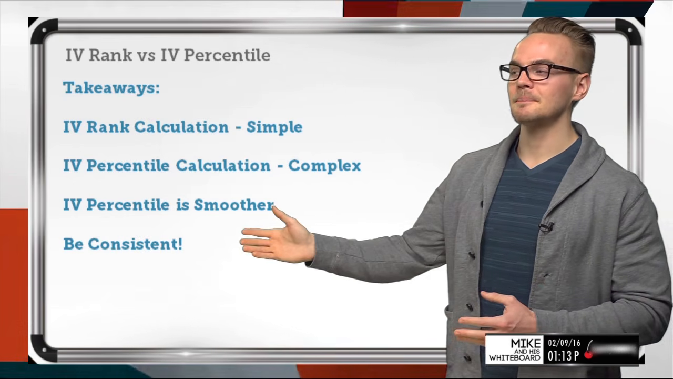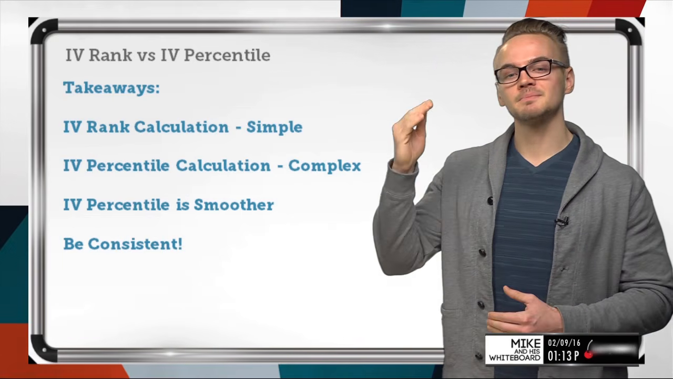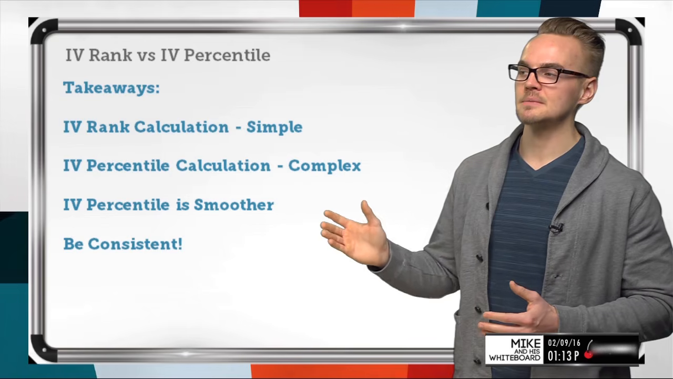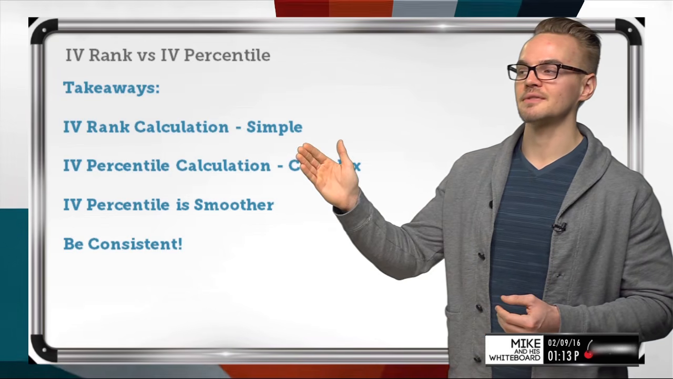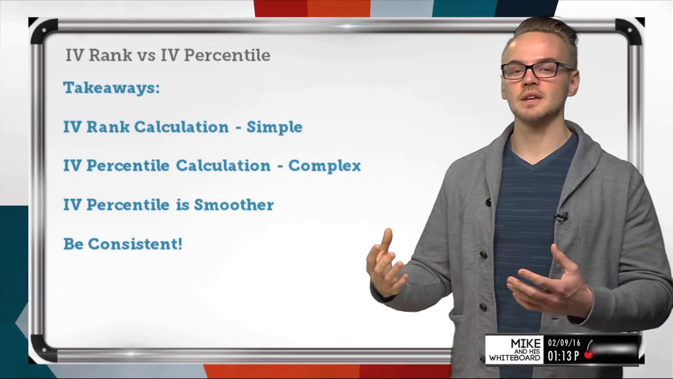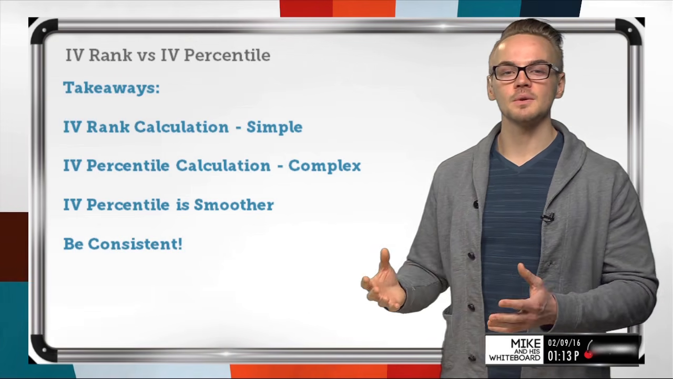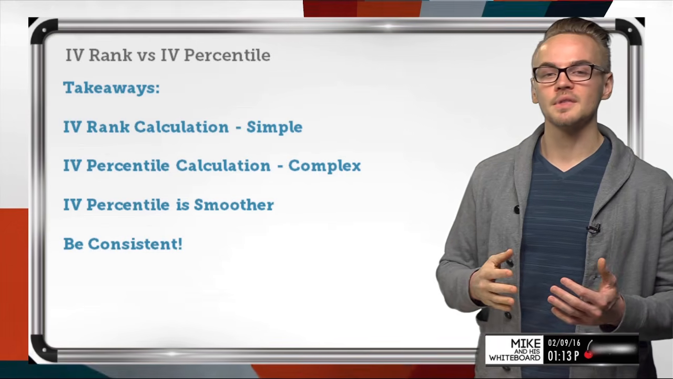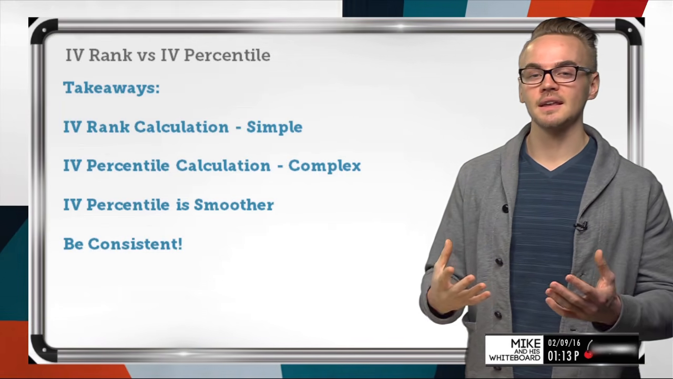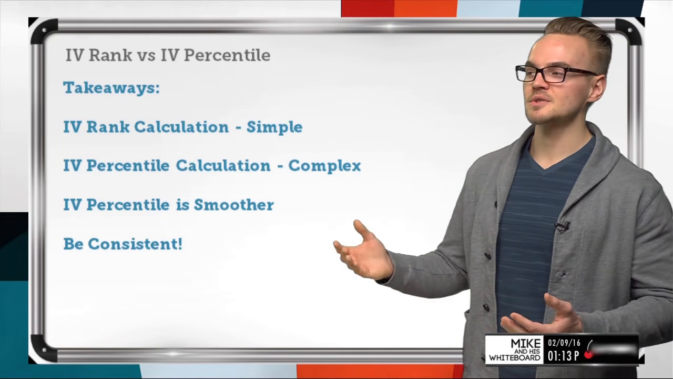So with that said, IV percentile is going to be smoother. We're not going to see those big spikes or big drops in implied volatility having a great effect on IV percentile as you might see it have an effect on IV rank. But really the question is going to be, which one should I use? Which one's better? In all honesty, it's going to be up to you. You can use IV rank if you're more comfortable with it. IV percentile, if you have the ability to figure out that calculation and be able to calculate that consistently, then by all means you can certainly use it.